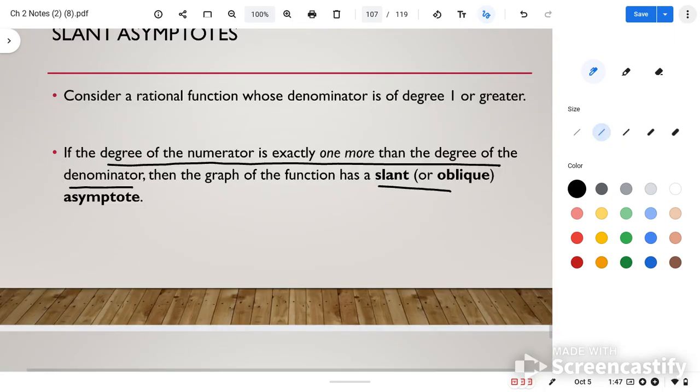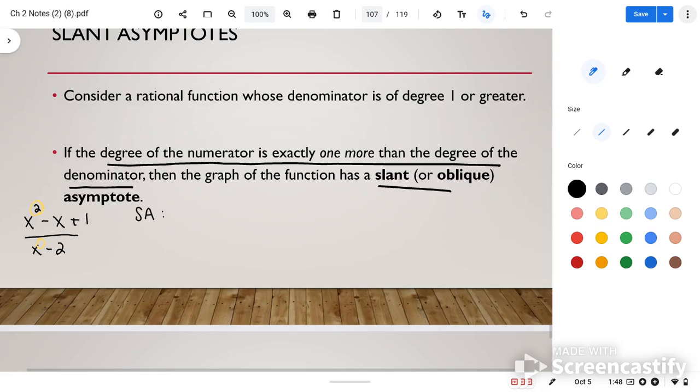So what that could look like is if you had an x squared minus x plus 1 over x minus 2. So if we had this kind of polynomial rational function, we notice that the degree of the numerator is 1 more. Right? That degree is 2. This degree is 1. So if it's 1 more, then we're going to have a slant asymptote.